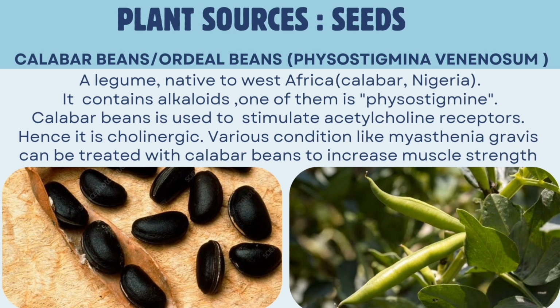Now, this particular plant source, the seeds, is mainly used as a poison by those in West Africa, Calabar to be precise, in Nigeria, because it contains physostigmine, which can cause vomiting, nausea, and other health complications. It has an effect on the nervous system and it is used to treat various muscle conditions.